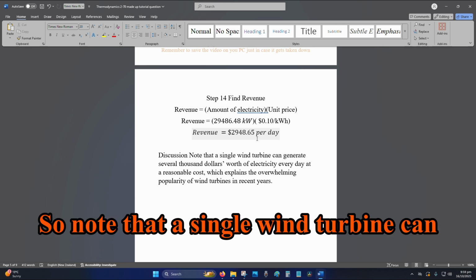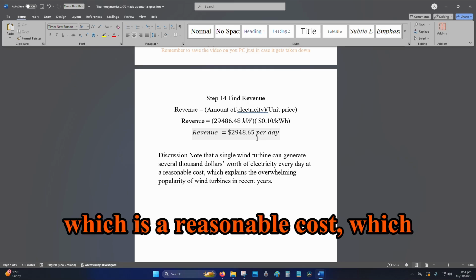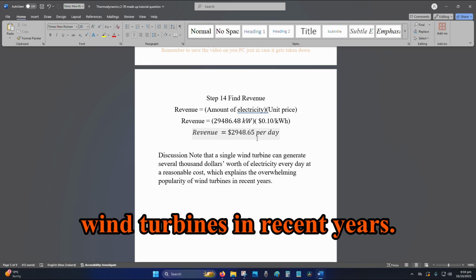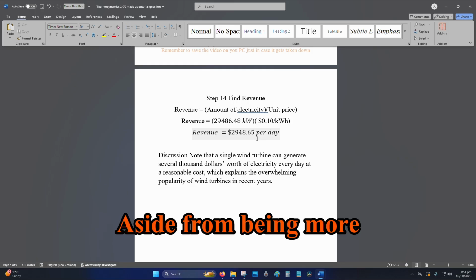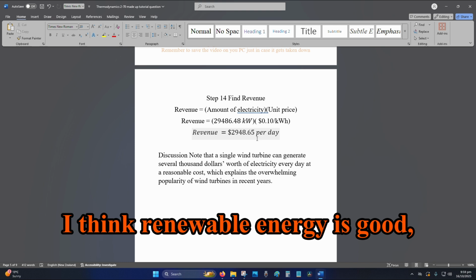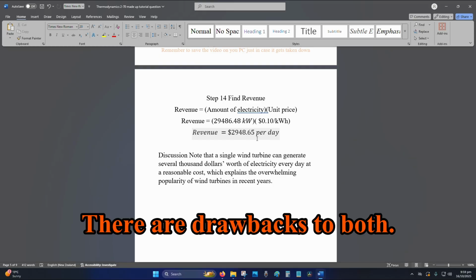So note that a single wind turbine can generate several $1,000s worth of electricity per day, which is a reasonable cost, which explains the overwhelming popularity of wind turbines in recent years. Aside from being more environmentally, I guess, aware, I think renewable energy is good, although not as efficient as nuclear. There are drawbacks to both.